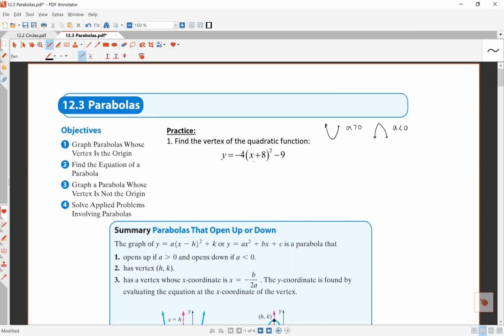And if it's written in this shifted form, the opposite of positive 8, which is negative 8, and the negative 9 is where our vertex is. We go to that spot on the xy plane, negative 8, negative 9, and we have a negative 4 in front, so the graph opens downward, and we can sketch the graph pretty quickly from there.